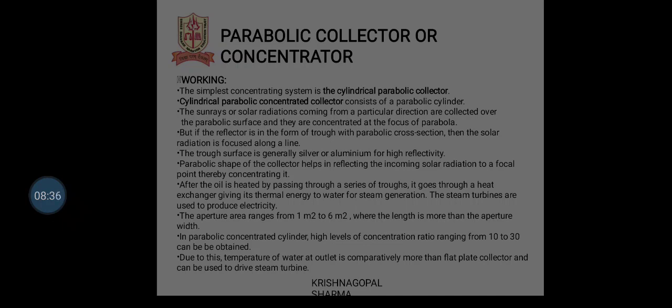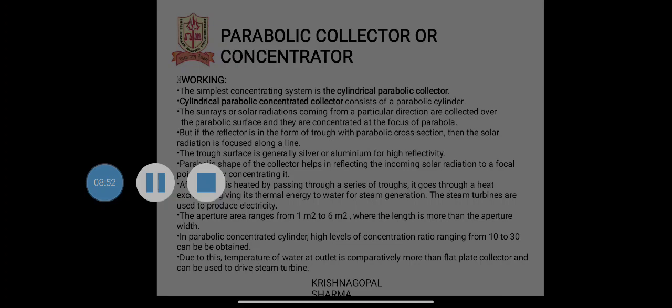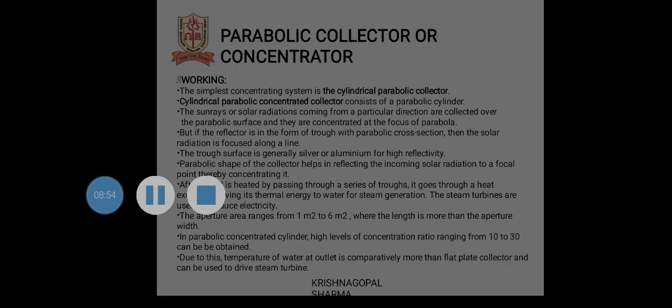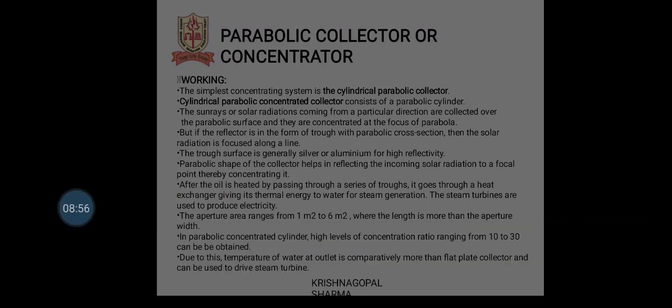But if the reflector is in the form of trough with parabolic cross section, then the solar radiation is focused along the line. The trough surface is generally silver or aluminum for high reflectivity. Parabolic shape of the collector helps in reflecting the incoming solar radiation to a focal point, thereby concentrating it.